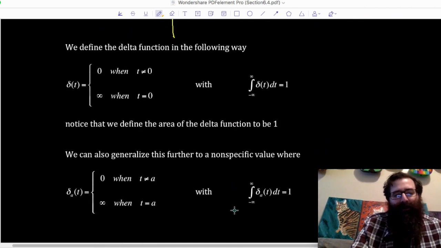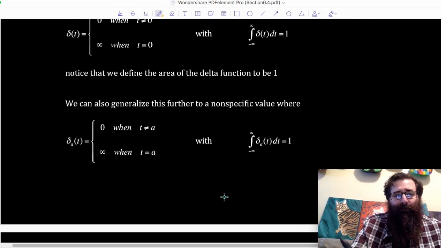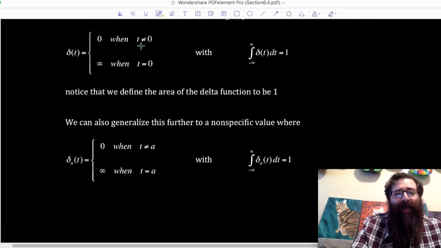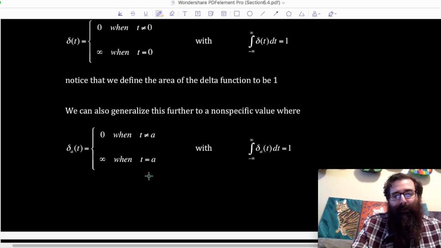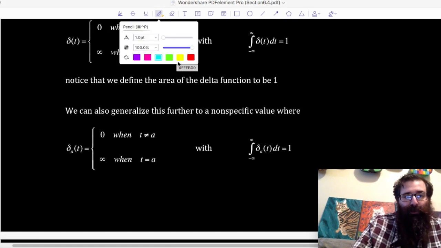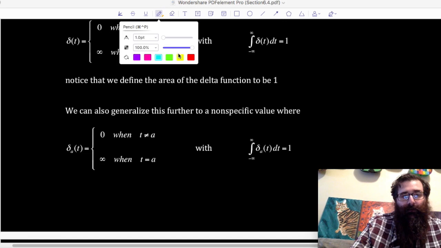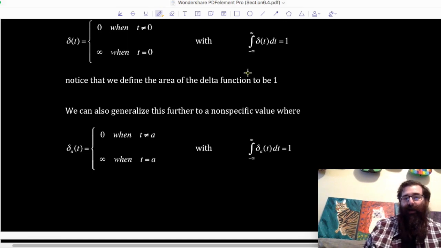But then similar to what we did with our unit step function, we can also generalize the delta function a bit further to start talking about non-specific values. So instead of the spike happening at t equals 0, the spike could happen at some other value t equals a. So for example, let's do a quick little drawing here. Got to get the yellow chalk. Let's say here's our axes.